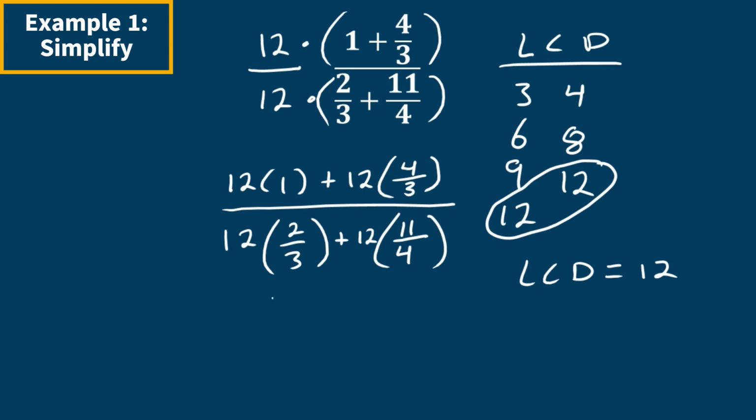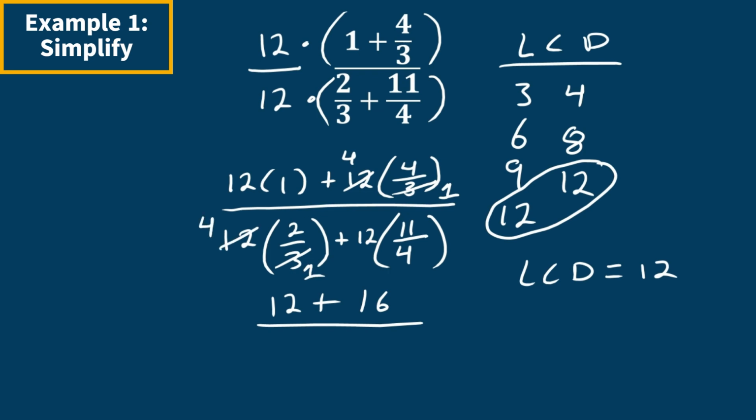So the top one, 12 times 1 is just 12, plus 4/3 times 12. Well, what we can do is simplify this fraction now. This 3 is going to cross out, become a 1, and this 12 is going to become a 4. So now we just have 4 times 4, which is 16. Now, looking at the bottom, this 3 is going to cancel out, become a 1. This will become a 4.